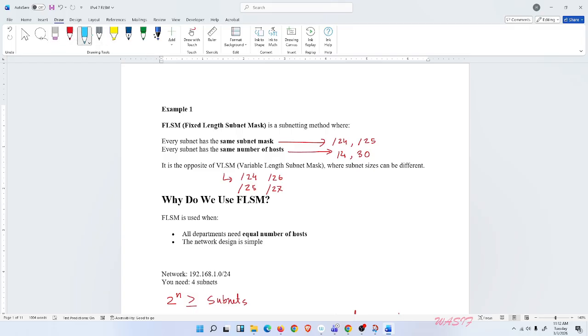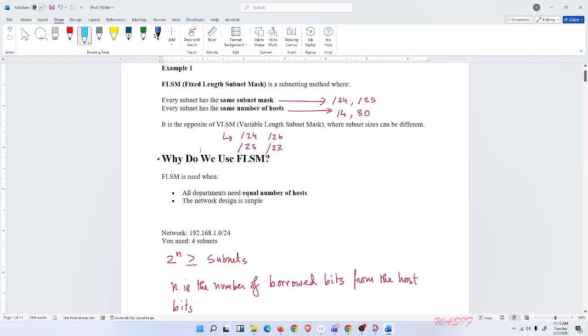What do you mean by same subnet mask? So every subnet, if they have /24, then all the subnets will have /24. If they are /25, everyone will have /25. Every subnet has the same number of hosts. So if one subnet has 14 hosts, the other subnet will also have 14. If one subnet has 30, the other subnet will have 30 as well. This number can vary, but as I mentioned, they will have the same.